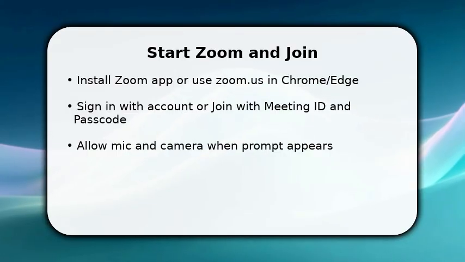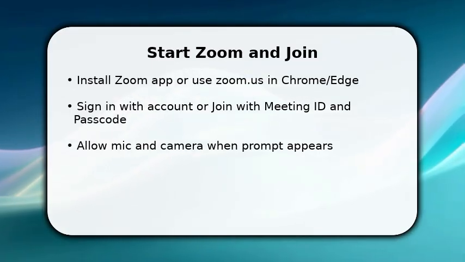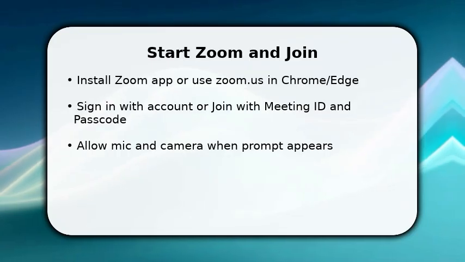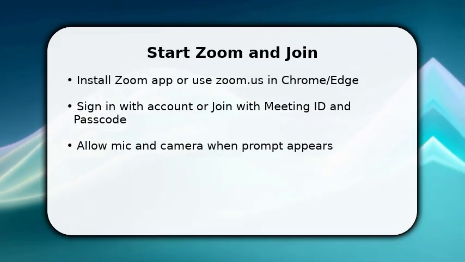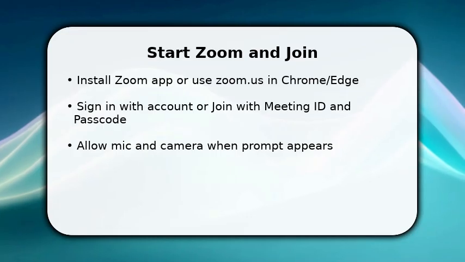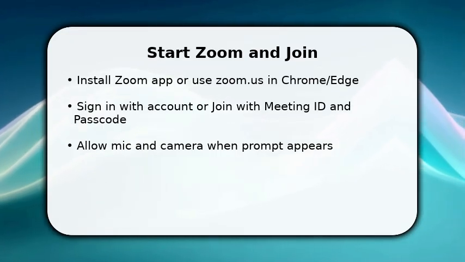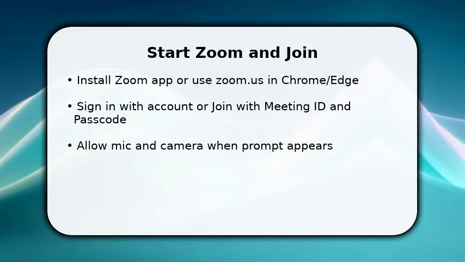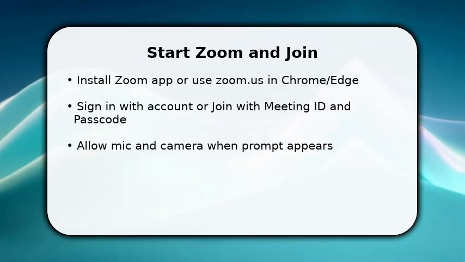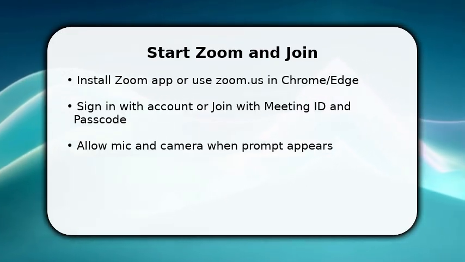You begin by opening Zoom on your laptop and signing in, or choosing Join with Meeting ID. Once done, enter the meeting ID and passcode exactly, then click Join. When prompted, allow Zoom to access your microphone and camera so others can see and hear you. Make sure you select the correct camera and microphone from the device menu.